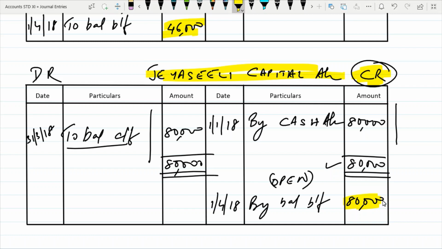So I hope you have understood how to post from a journal entry to a ledger.